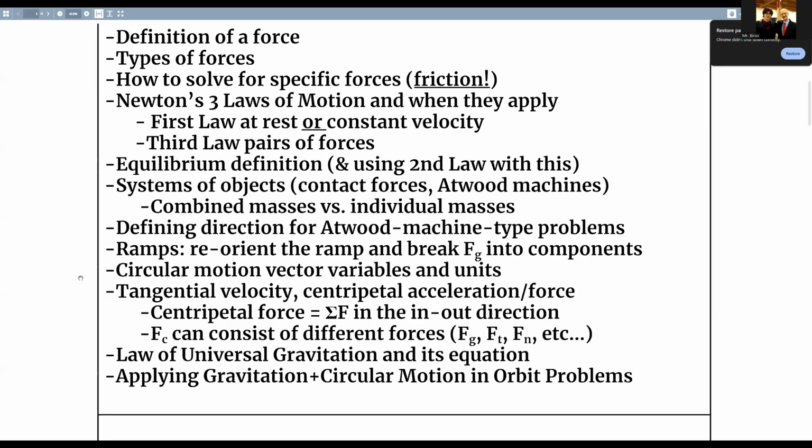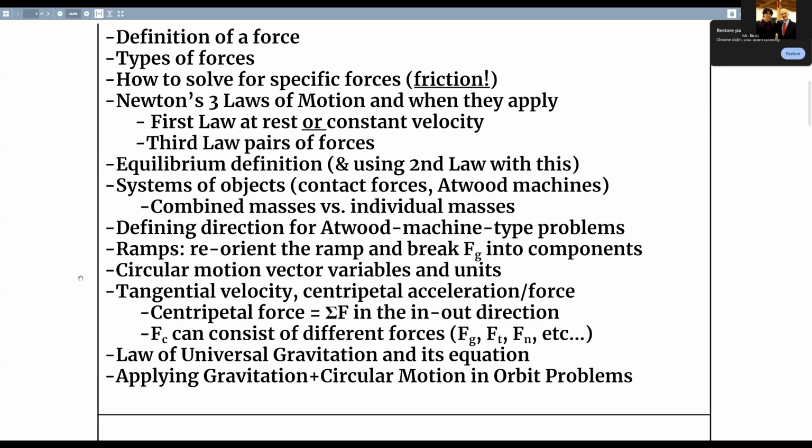Third law, pairs. Keep your eyes out for problems where there are 2 objects putting forces on each other. So object 1 pushes or pulls on object 2. Object 2 then pushes or pulls back on object 1 with the same amount of force, just in the opposite direction.